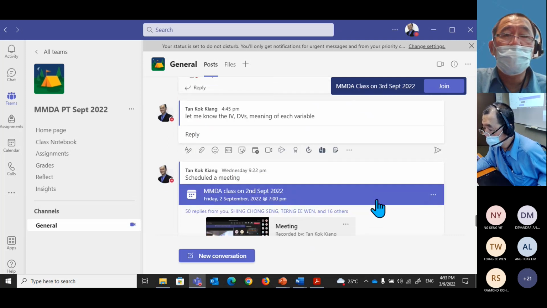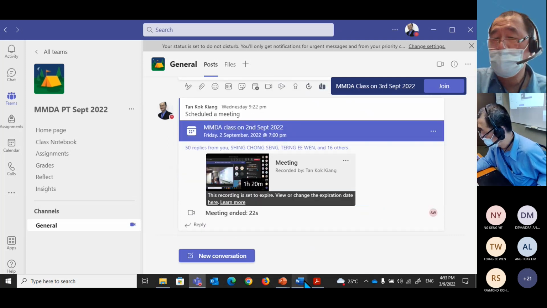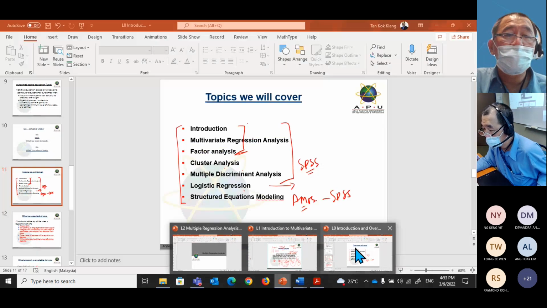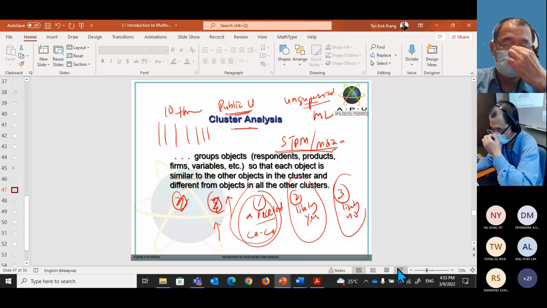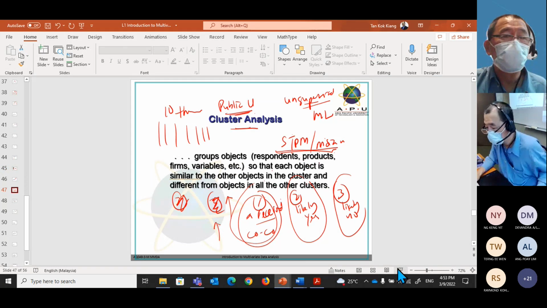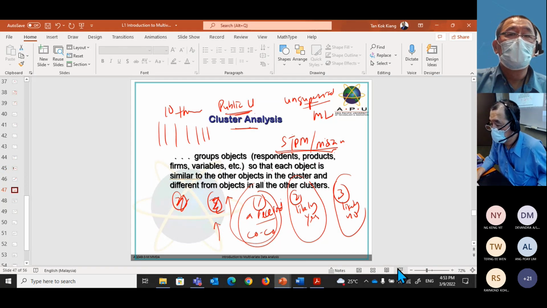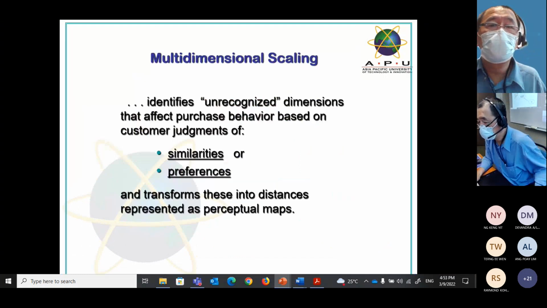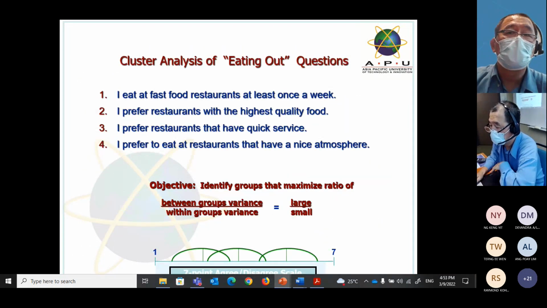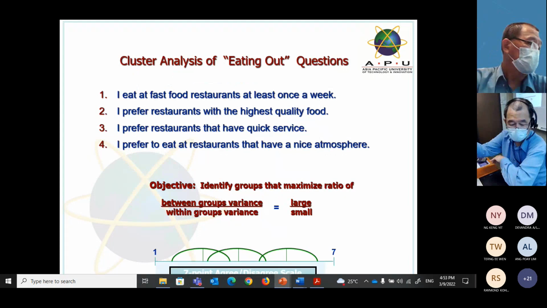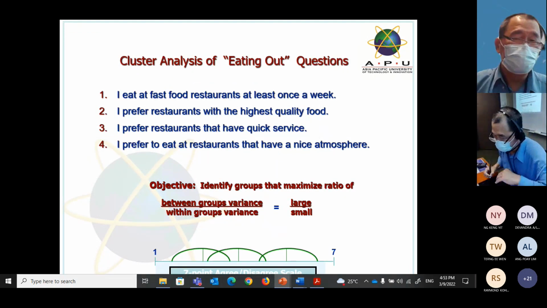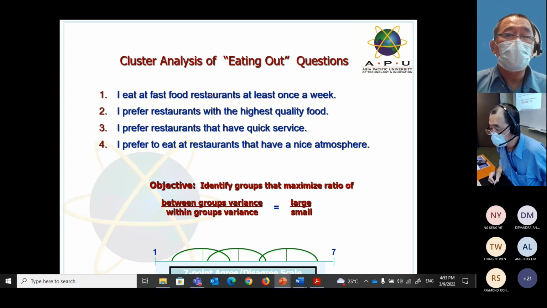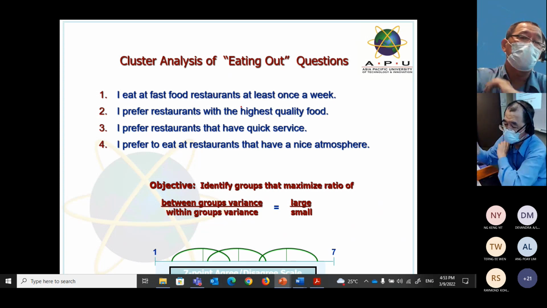If no question, now we see next. You can see a bit more on this one. Here it is maybe a little bit technical.